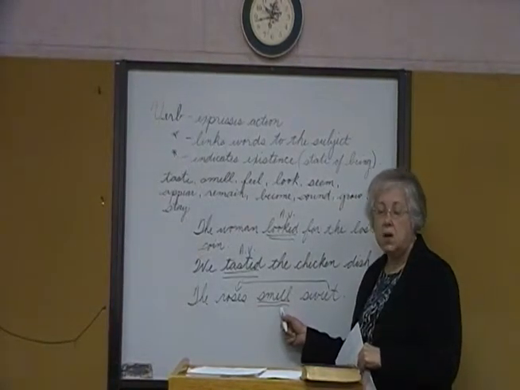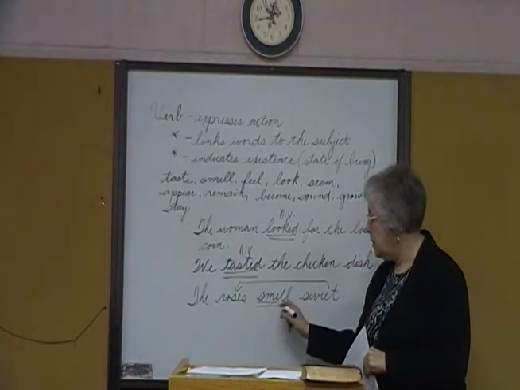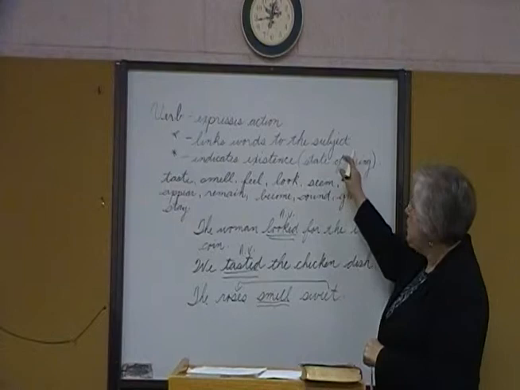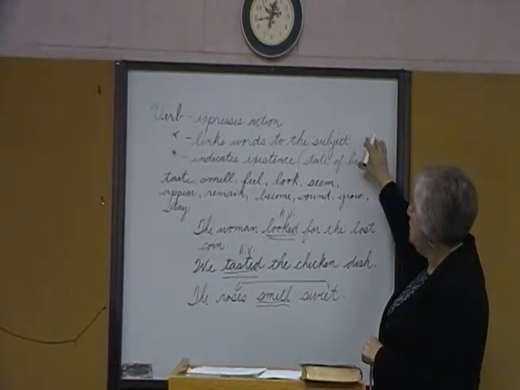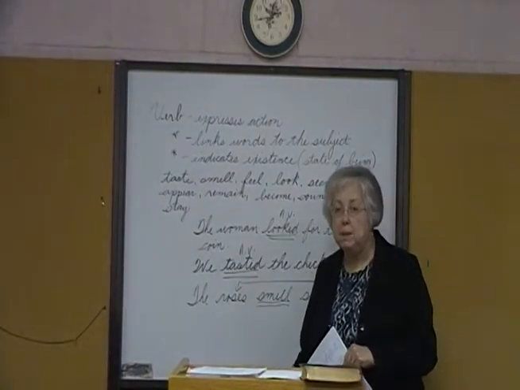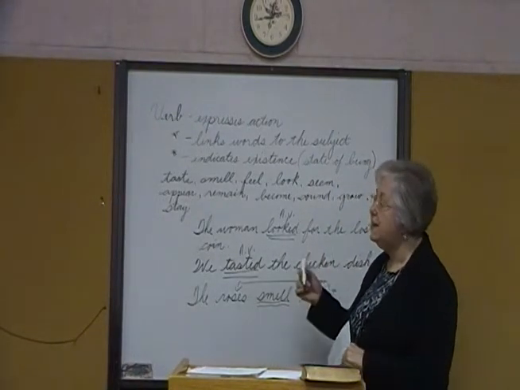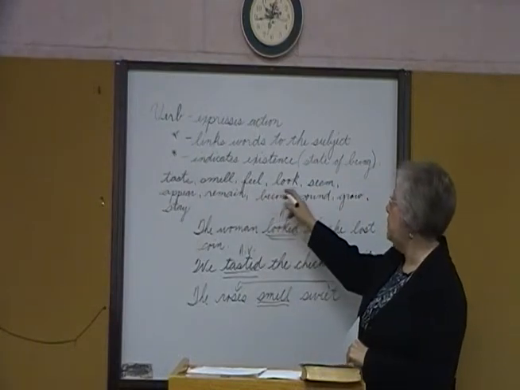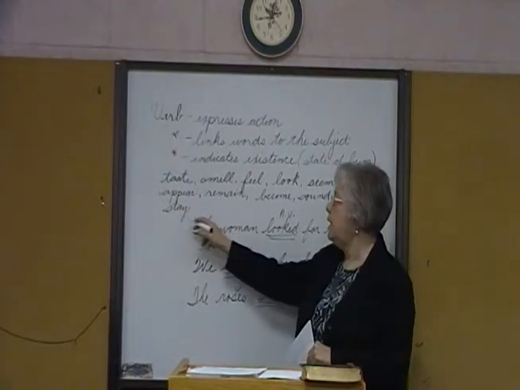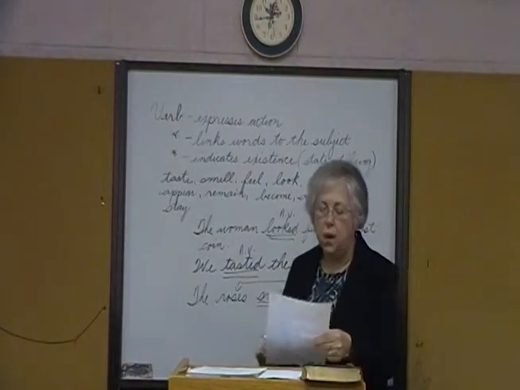We could substitute am, is, are, was, were. The roses are sweet, and it makes sense. Therefore, the sense verb smell is being used as a linking verb. So that's the second part of our definition: links words to the subject, indicates existence or state of being. Am, is, are, was, were, be, being, been are the most commonly used linking verbs, as well as the sense verbs taste, smell, feel, look, see, appear, remain, become, sound, grow, stay. And as I said, there are others that can be used, but those are the most commonly used ones.